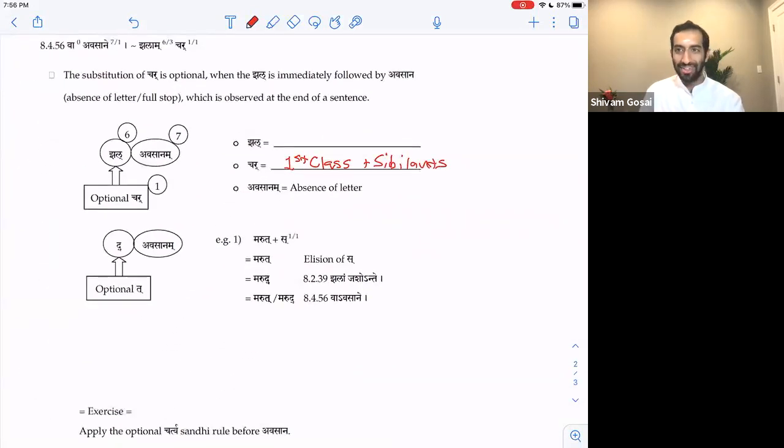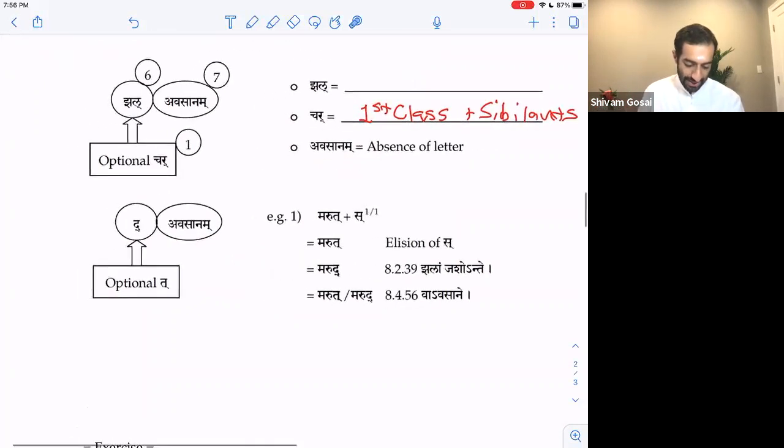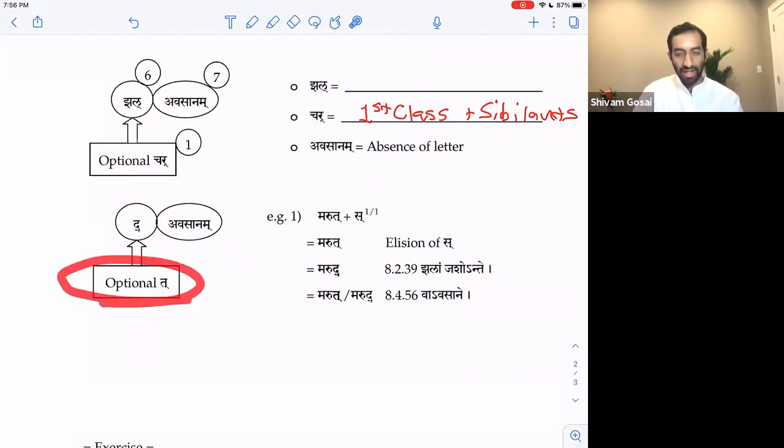So for example, we have this here. I have a dakara. And this dakara is followed by nothing. There's nothing afterwards, or there might be a period. In that case, this dakara is going to be replaced by first class or sibilant. So what's the first class of da? Ta, ta, da. So the first one is ta. So you're going to get an optional takara.